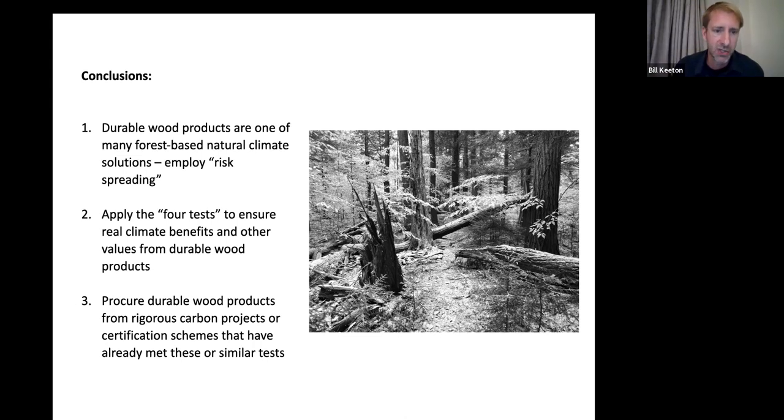One way to ensure that durable wood products have a net positive outcome is to apply these four tests. And then finally, this is not a point that I talked about today, but it comes up sometimes in certification discussions: if we can develop criteria for durable wood products, maybe following my four tests or maybe other criteria, and if we can use those to procure durable wood products from either rigorously developed carbon projects or certification schemes that ensure that the tests are being met, maybe that's a way to do this.